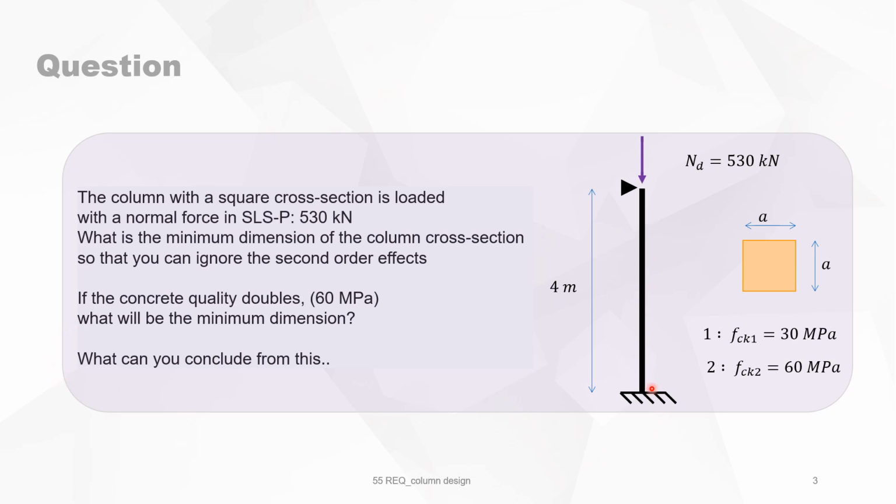So we have the column, the bottom is a fixed end, 4 meters in height, the top is supported in one direction, the load is 530, it's a square, and we have the two bases. First of all, we look at the section with side A. The cross-section, of course, is A squared.